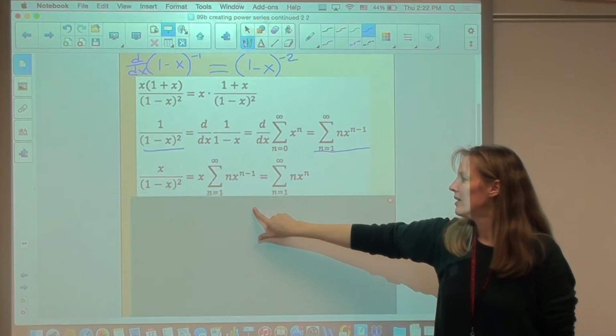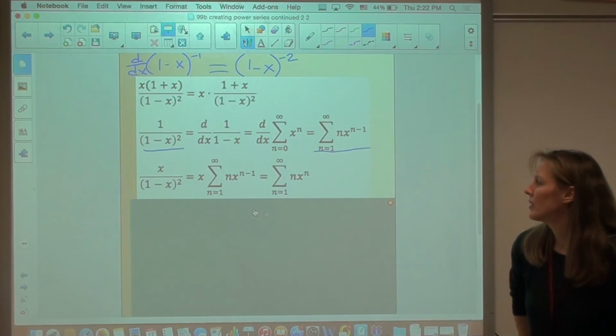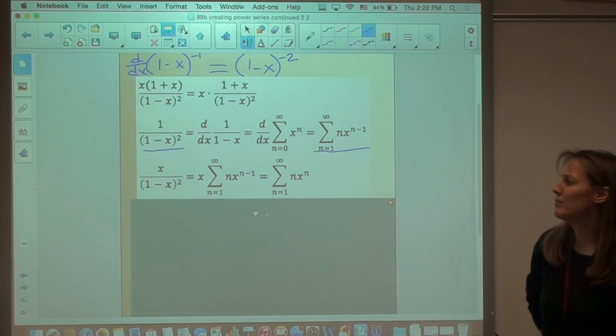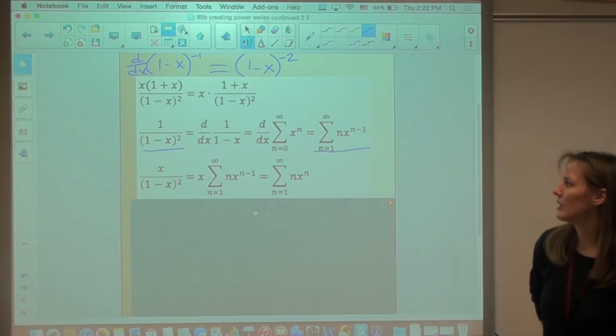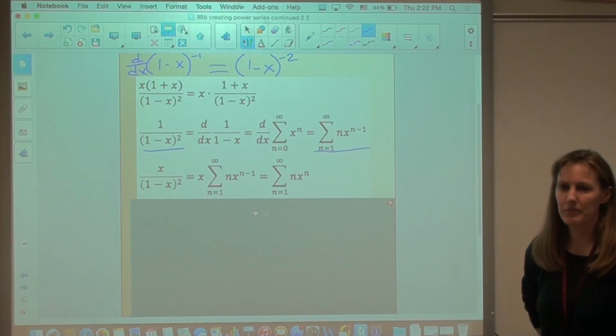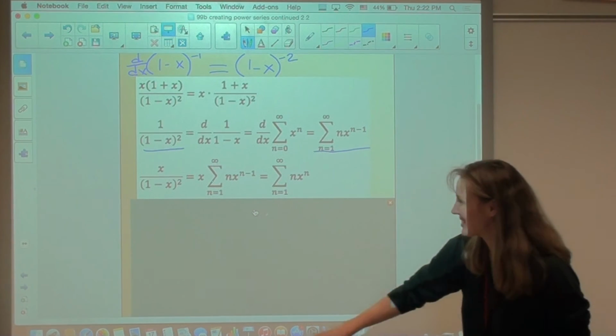Can we go back to n equals 0? You can, but it's not going to be helpful yet. Let's just stick with n equals 1 for a little bit. It just bothers me. I'm sorry it bothers you.